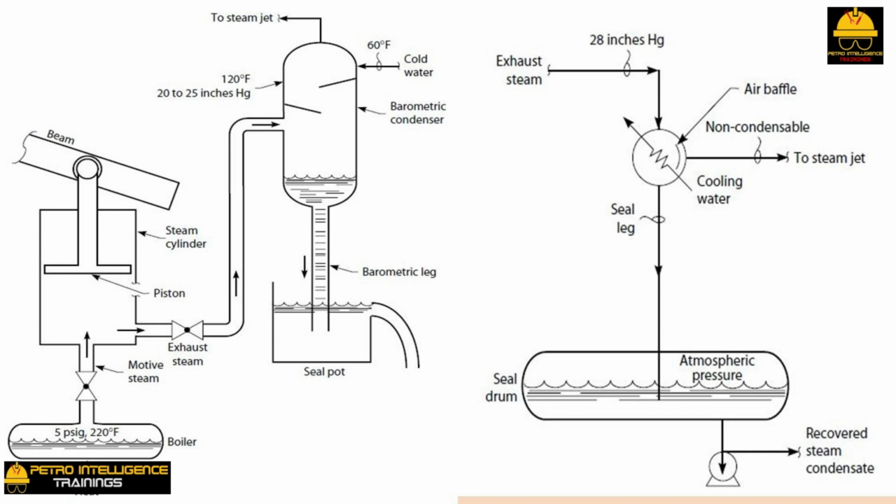Compare this picture with the surface condenser. Is there really much difference? Other than recovering clean steam condensate for reuse, there is no difference at all. I last used a barometric condenser on a sulfuric acid plant reactor feed gas boost blower, and it worked just fine.